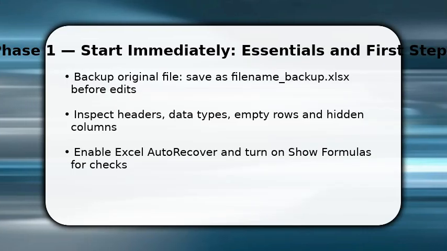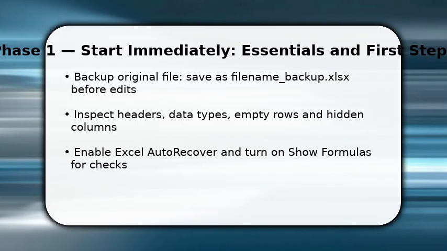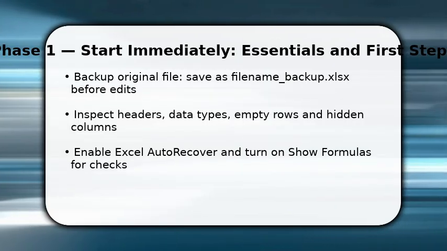Enjoy the video. You start by protecting your work. Save a backup copy because mistakes happen fast. Next, scan headers and data types so you know what must align. This prevents mismatched calculations later. Once done, reveal hidden columns and remove stray empty rows to make the sheet predictable.